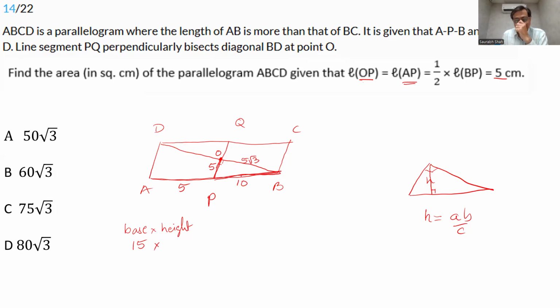Right? We can calculate the height. Now the height of just this triangle would have been AB by C. So it is 5 into 5 root 3 by 10. But we need 2H for the total height of the parallelogram. So we'll simply multiply this by 2 and a 10 cancels out. So the 2H, the height of the parallelogram, becomes 5 root 3. And the area of the parallelogram is 75 root 3. The correct answer is option C, 75 root 3.